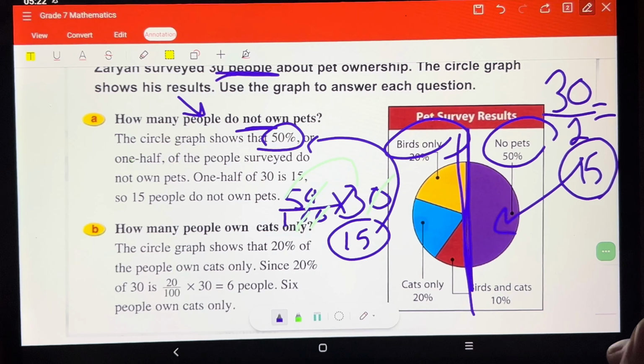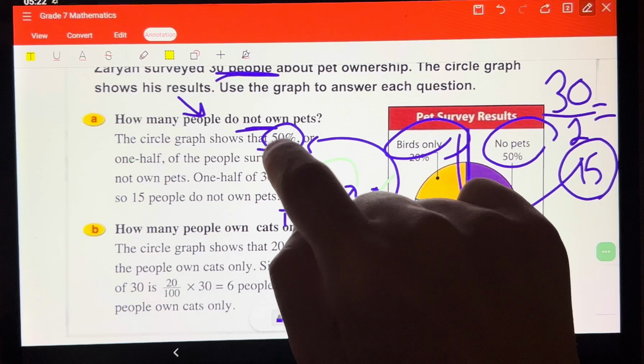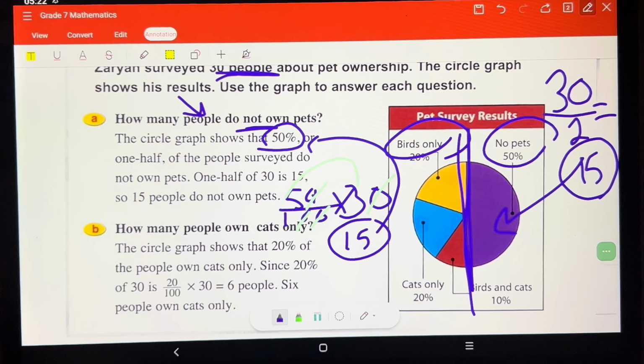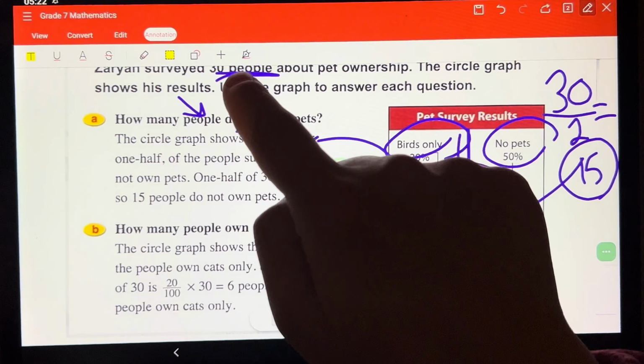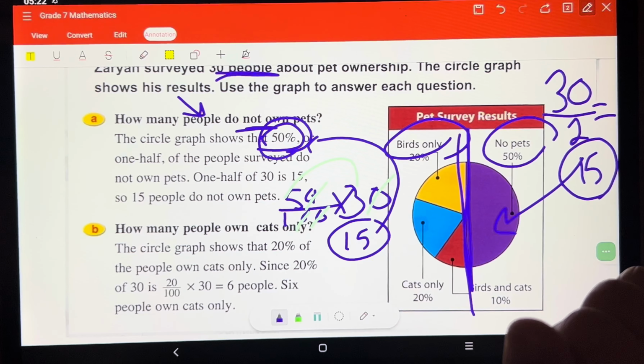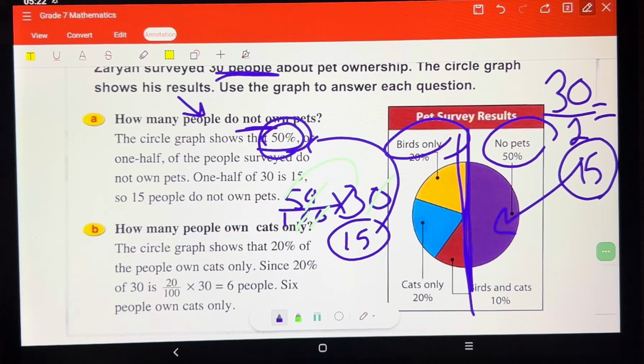Be careful, dear students. Do not mix the percentage with the people. They do not want the percentage here. They already gave us the percentages. They want the number of people. In order to do this, you say total of people multiplied by how much percent I have, then I will get the answer. Let's go to part B.